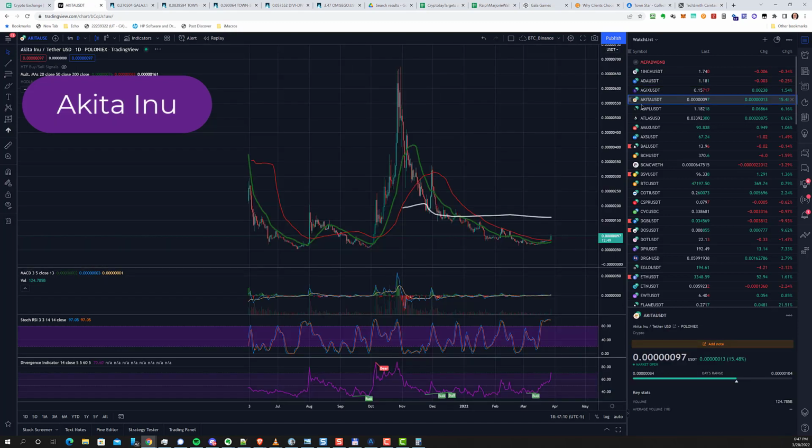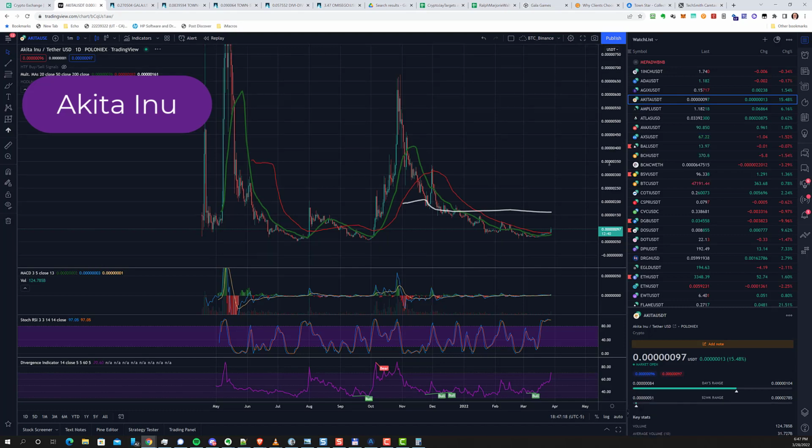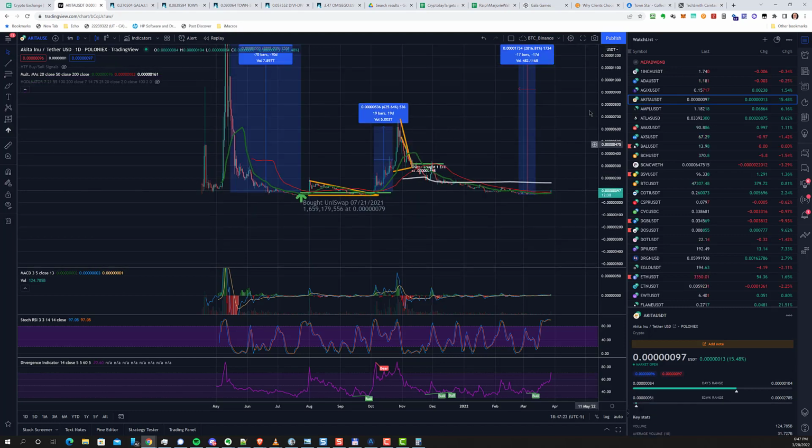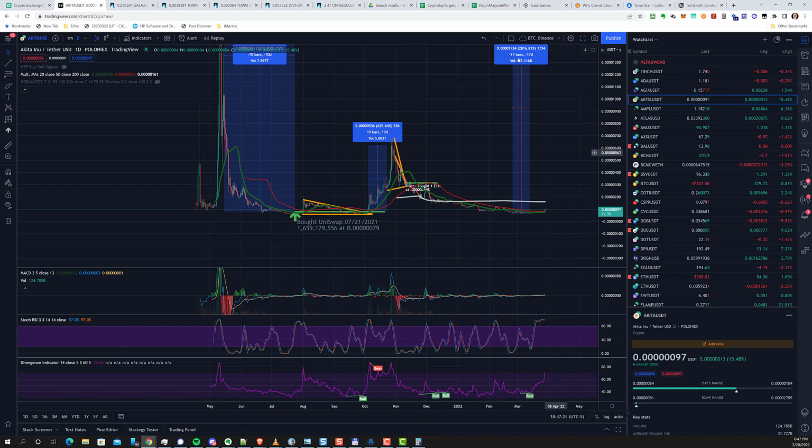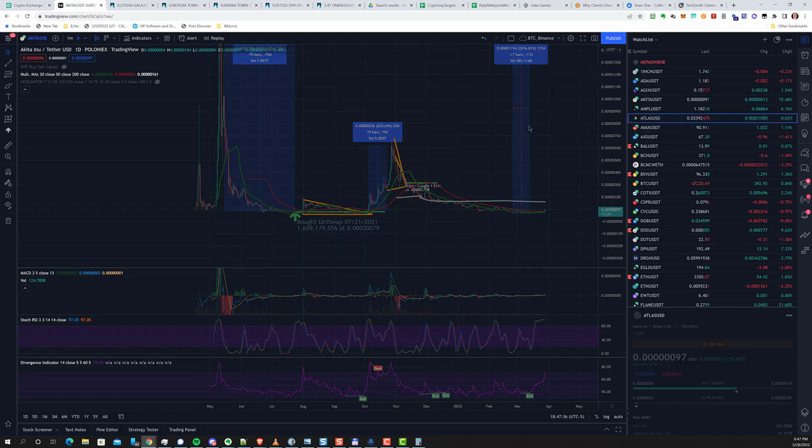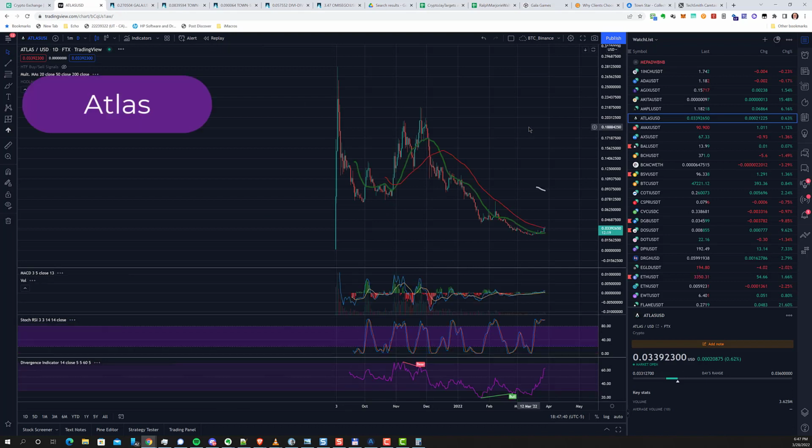Akita's one I've been watching. It's one of the Inu families. I'm really big into Shiba Inu, and then there's also this Akita Inu. And you can see, wow, if it goes back to where it was, you're talking about 28x. If it just goes back to this high from about a year ago, you're talking about 6x. Ample Force, a different bird. I haven't looked at it. I don't think I own Atlas. I was watching it, but then it dropped. Townstar and Atlas are similar. They're both games, and you can see the pattern there is very similar to what Townstar's been doing.